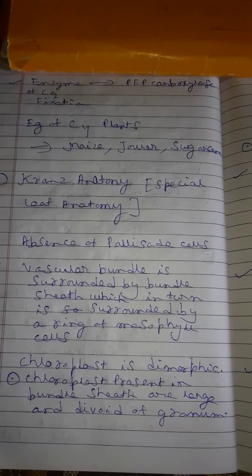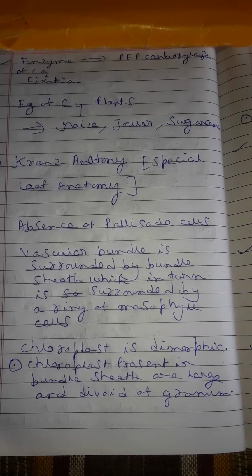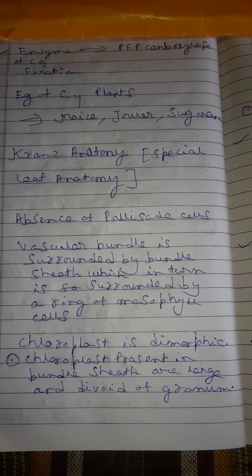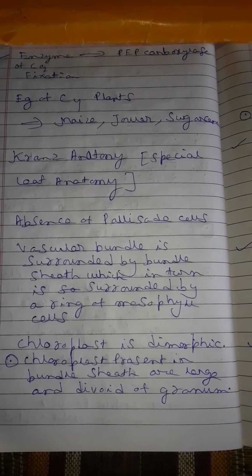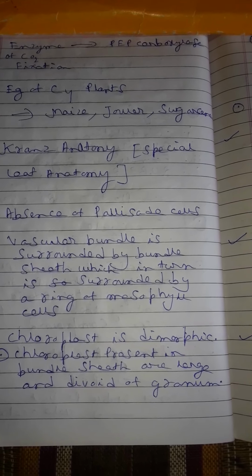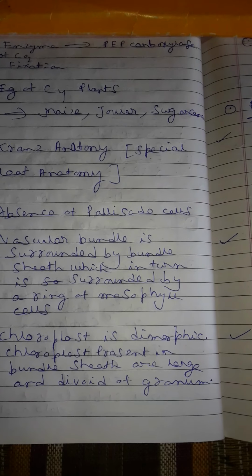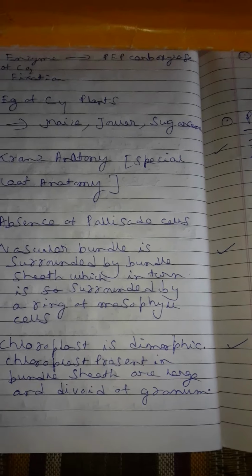The enzyme which assists in carbon dioxide fixation is PEP carboxylase. Examples of C4 plants include drought-resistant plants such as maize, jowar, sorghum. Other weed plants also belong to C4 categories such as amaranthus, Avena sativa, etc.